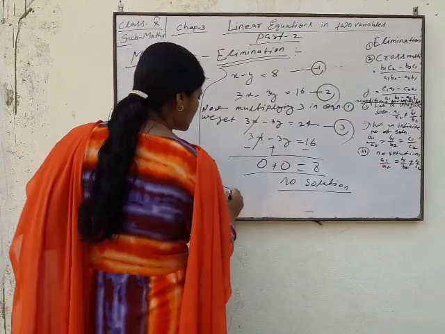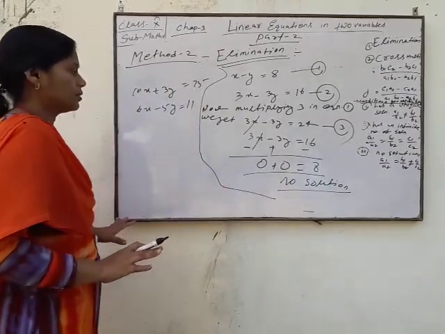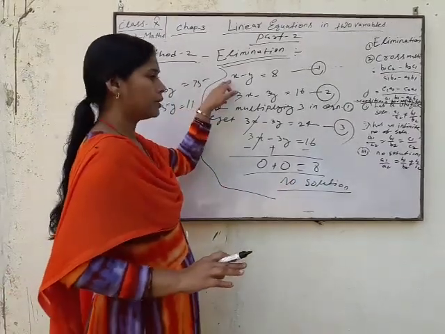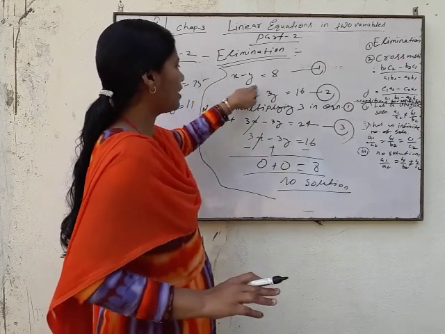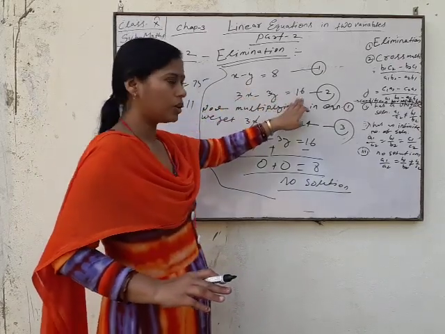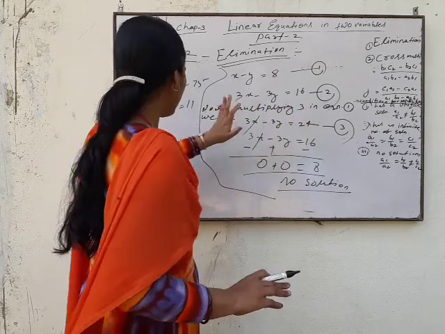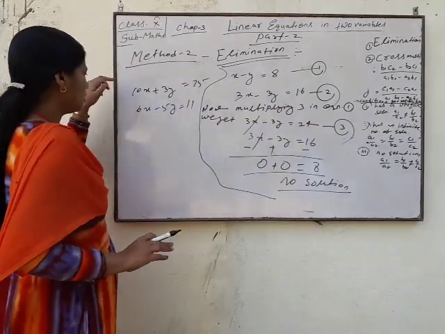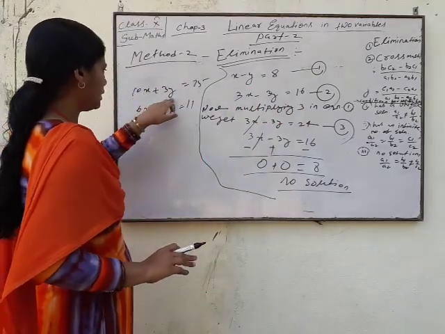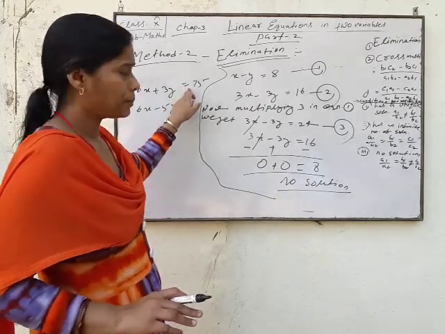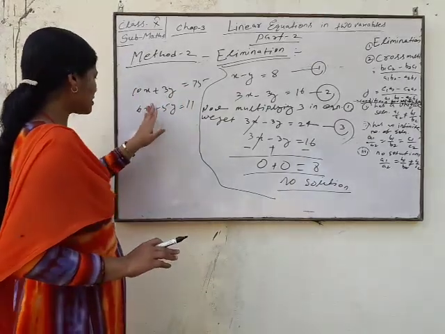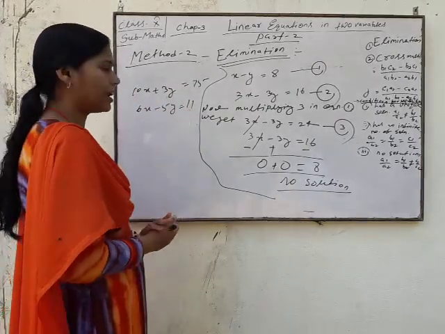These equations have no solution, because if you multiply by 3, this is 3x minus 3y, and 3 into 8 equals 24, but here it is 16. Now another example: 10x plus 3y is equal to 75 and 6x minus 5y equal to 11.